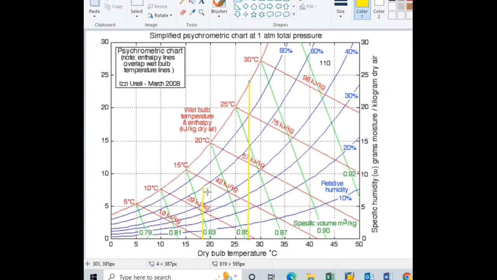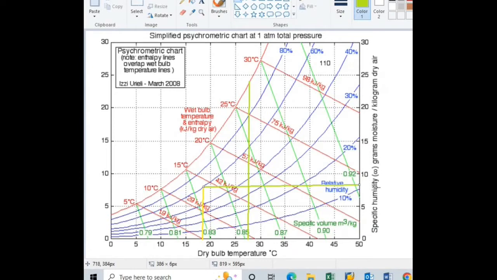Then what is the value for specific humidity? So for that, I will draw one horizontal line passing through this point 1. And here is the value. So this value at this point is 7.8 grams per kilogram. That is the value for specific humidity.